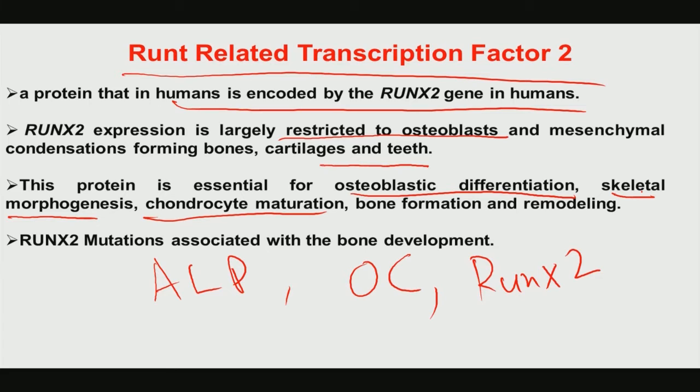So, in the context of human mesenchymal stem cells, when they differentiate into 3 different lineages like the osteogenic lineage, the chondrogenic lineage or the myogenic lineage, along this lineage differentiation, the RUNX2 expression can be monitored to confirm how the differentiation process is progressing. This RUNX2 protein is also essential for bone formation and remodeling, and RUNX2 mutations are associated with bone development disorders.